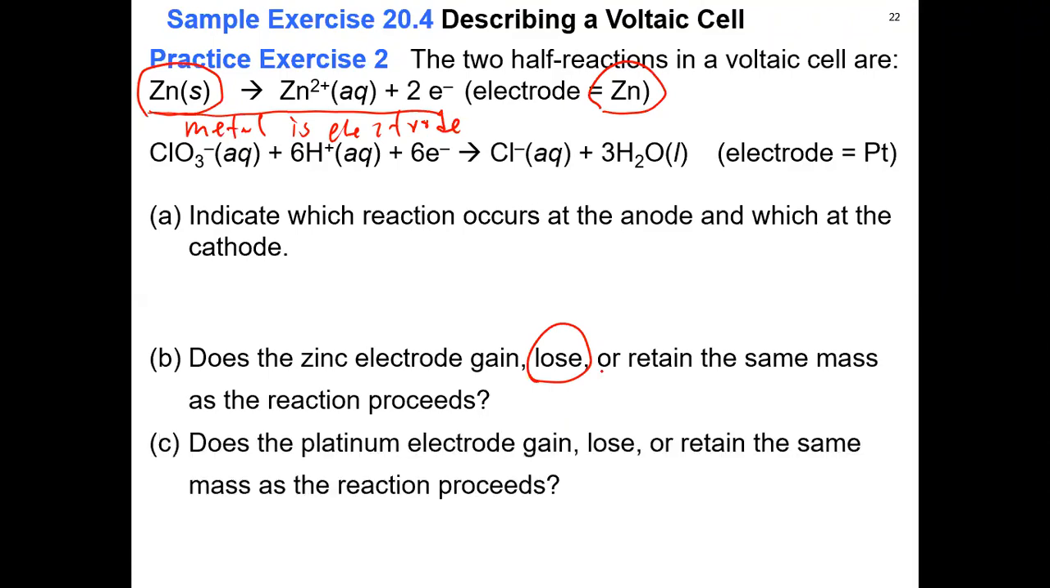Okay, so question C is, does the platinum electrode gain, lose, or retain the same mass as the reaction proceeds? Regarding this electrode Pt, you can see Pt is just an electron carrier. It does not participate in the chemical reaction. So Pt does not participate in this chemical reaction, therefore it retains the same mass.